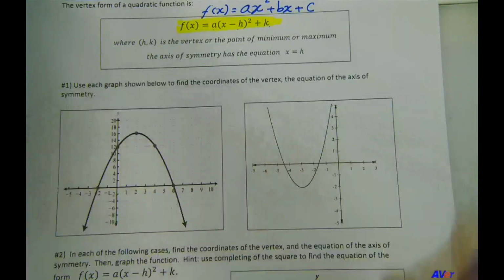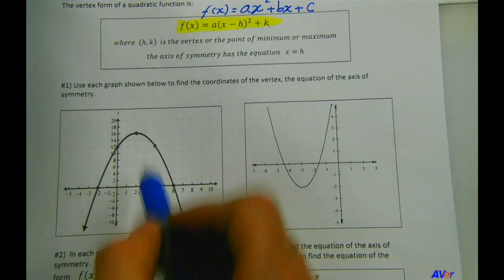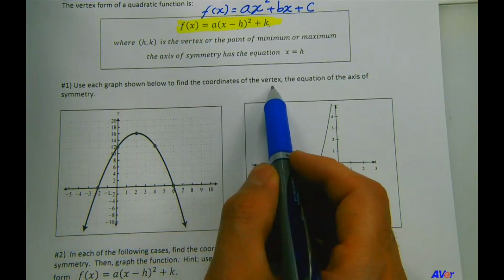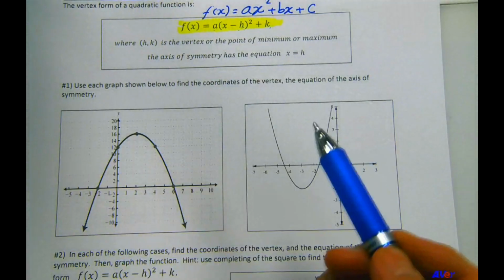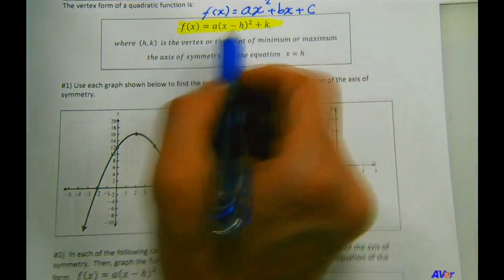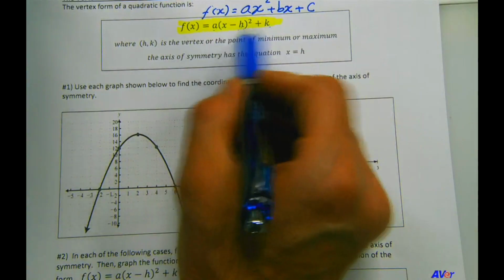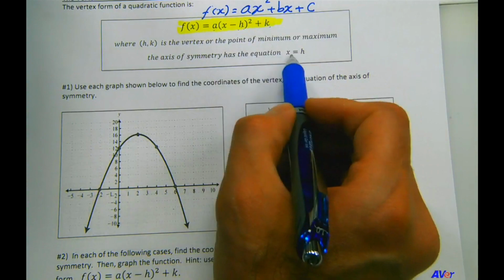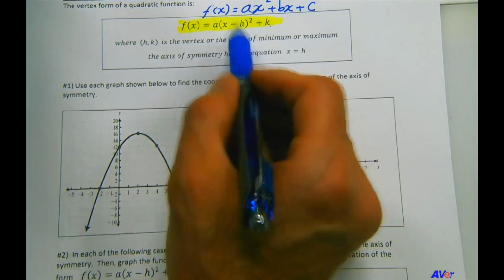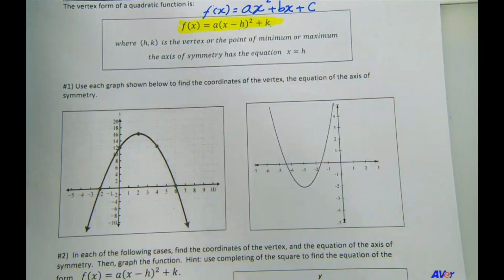So here, in the first question, it says, use each graph shown below to find the coordinates of the vertex and the equation of the axis of symmetry. If you know the h and k, which are the coordinates of the vertex, the axis of symmetry is the equation of a line that goes through the h component, or the x component.